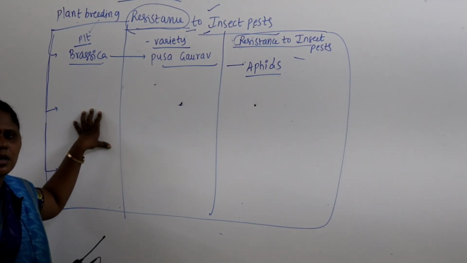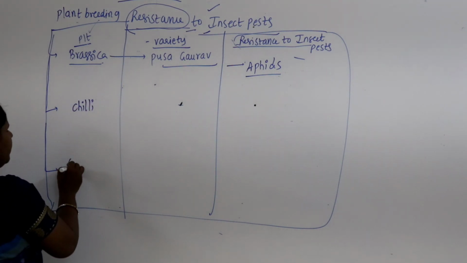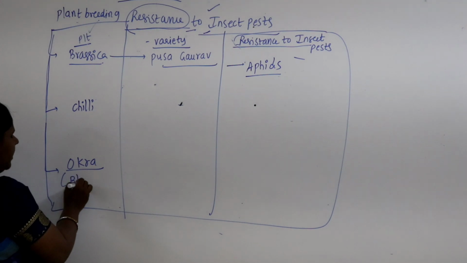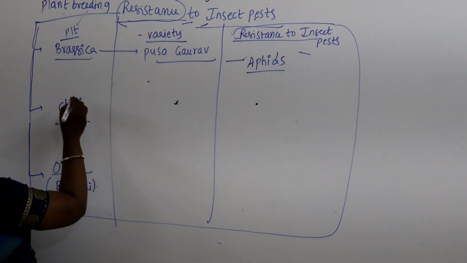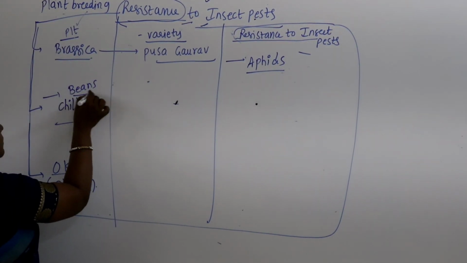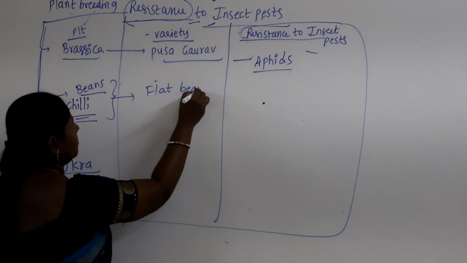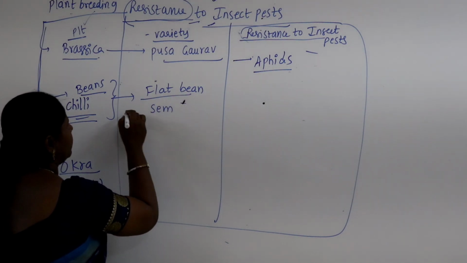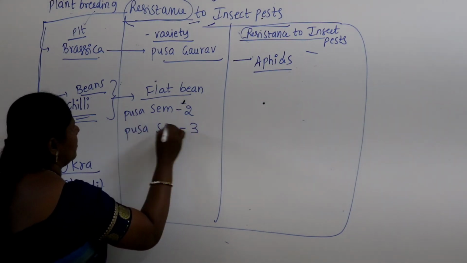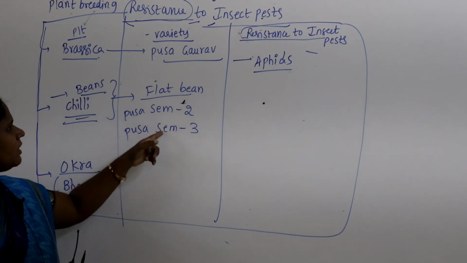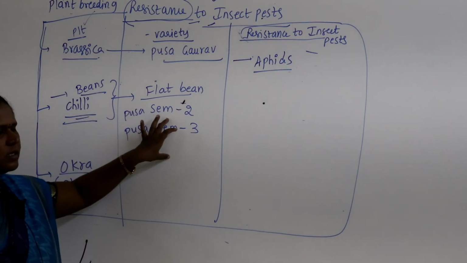Cowpea, you studied Pusa Komal, right. So here cowpea and also chili is there. We have three examples. Okra and bendi is there. So all three examples you have to remember. Now look here, this is also beans, or you can take bean varieties for both. The new varieties created are flat bean Pusa sem 2 and Pusa sem 3, right. So these two I have written are flat bean varieties. So beans, they have given the same names.